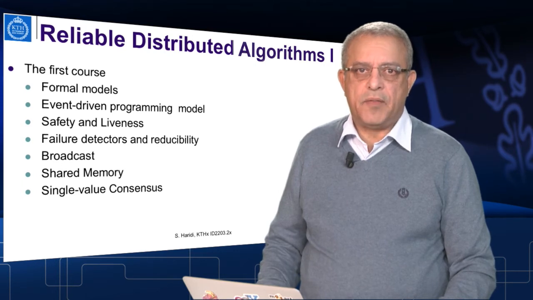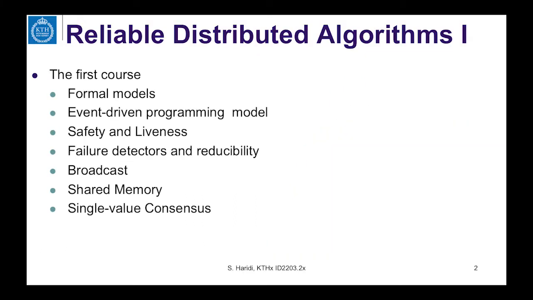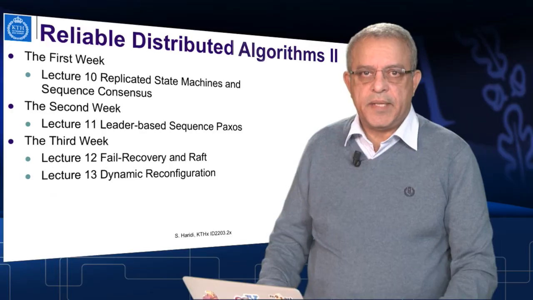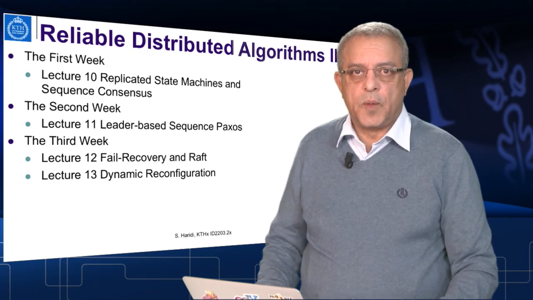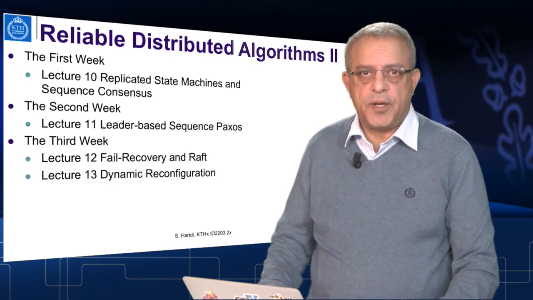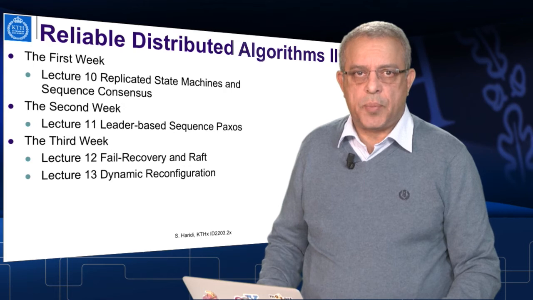We then covered a number of reliable distributed services. These include various forms of reliable broadcast, distributed shared memory, and stronger consistency models, and the single value consensus problem and the associated Paxos algorithm for solving it in the partially asynchronous system model. The material of this part will be available for you as a reference material throughout Part 2.